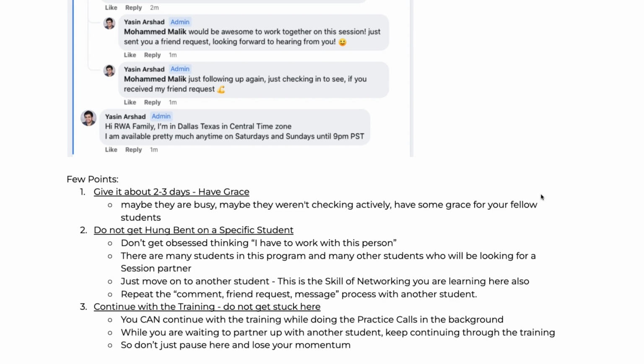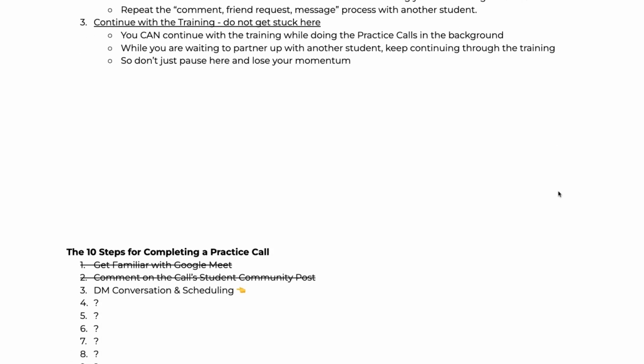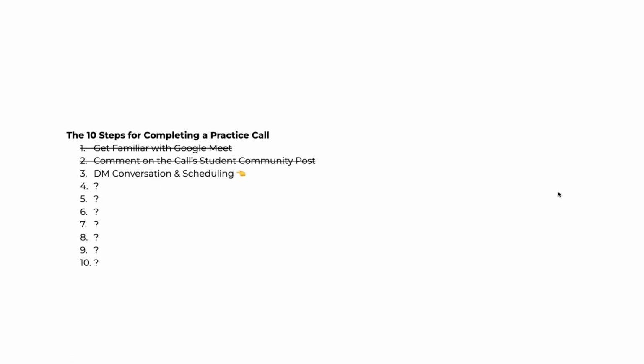And then at the end of the day, just don't get stuck here, right? Make sure that you are able to continue with the other trainings, go back through other modules and study previous trainings as well. Just don't get hung up on this. Just make sure you find a partner so that you can continue with the program, okay? So that is going to be step number 2, which is commenting on the calls student community post with your availability. That is only specific to certain coaching calls, okay?